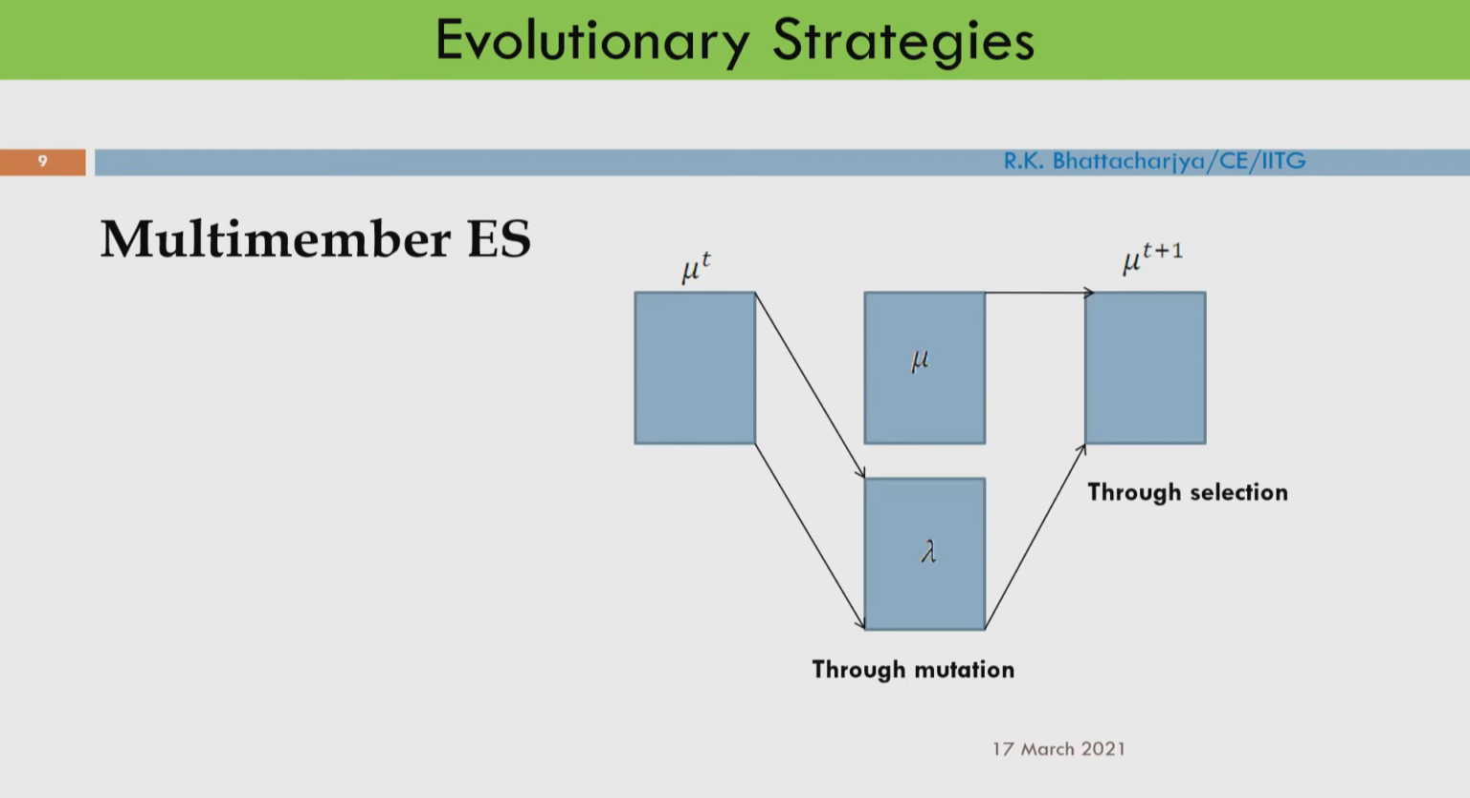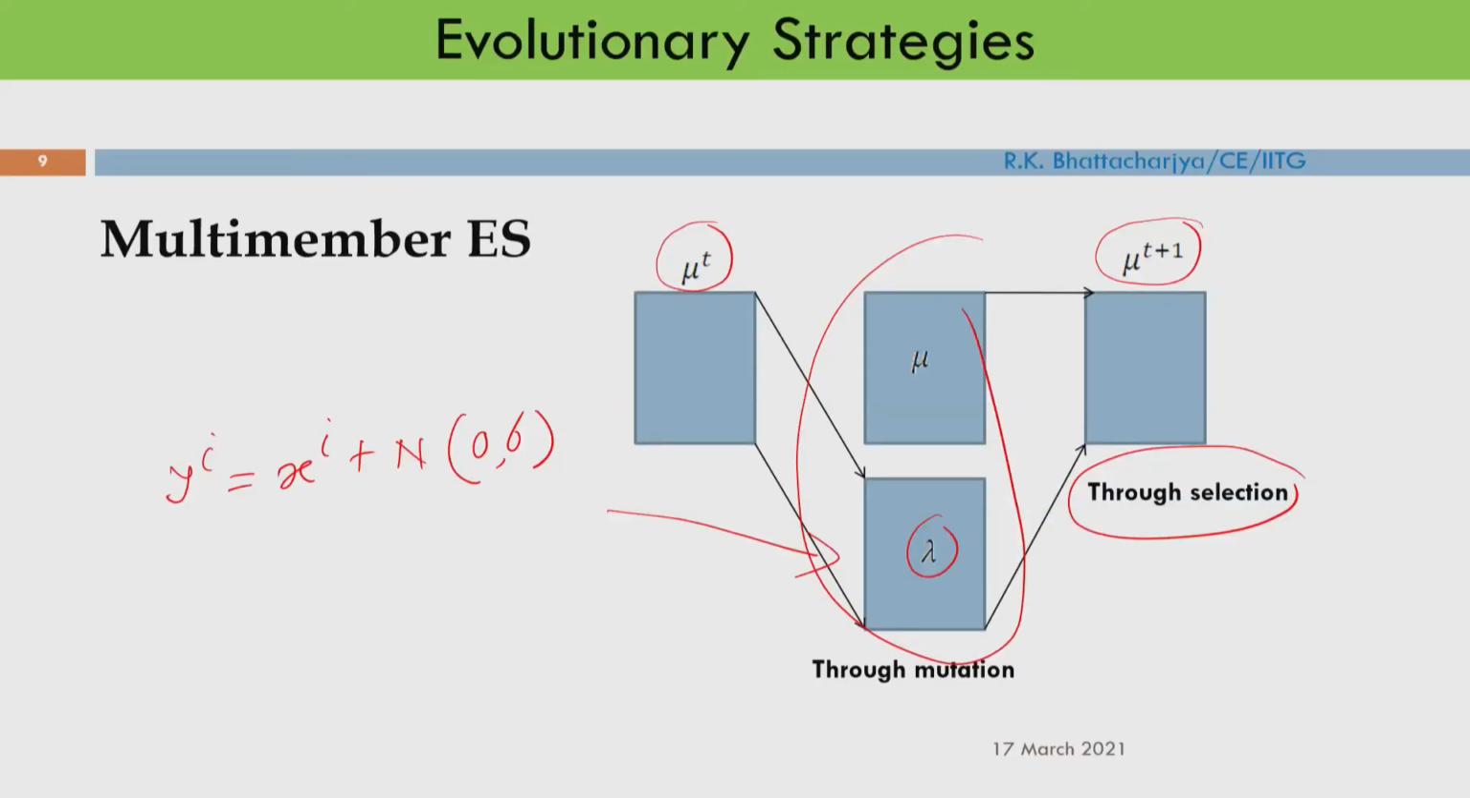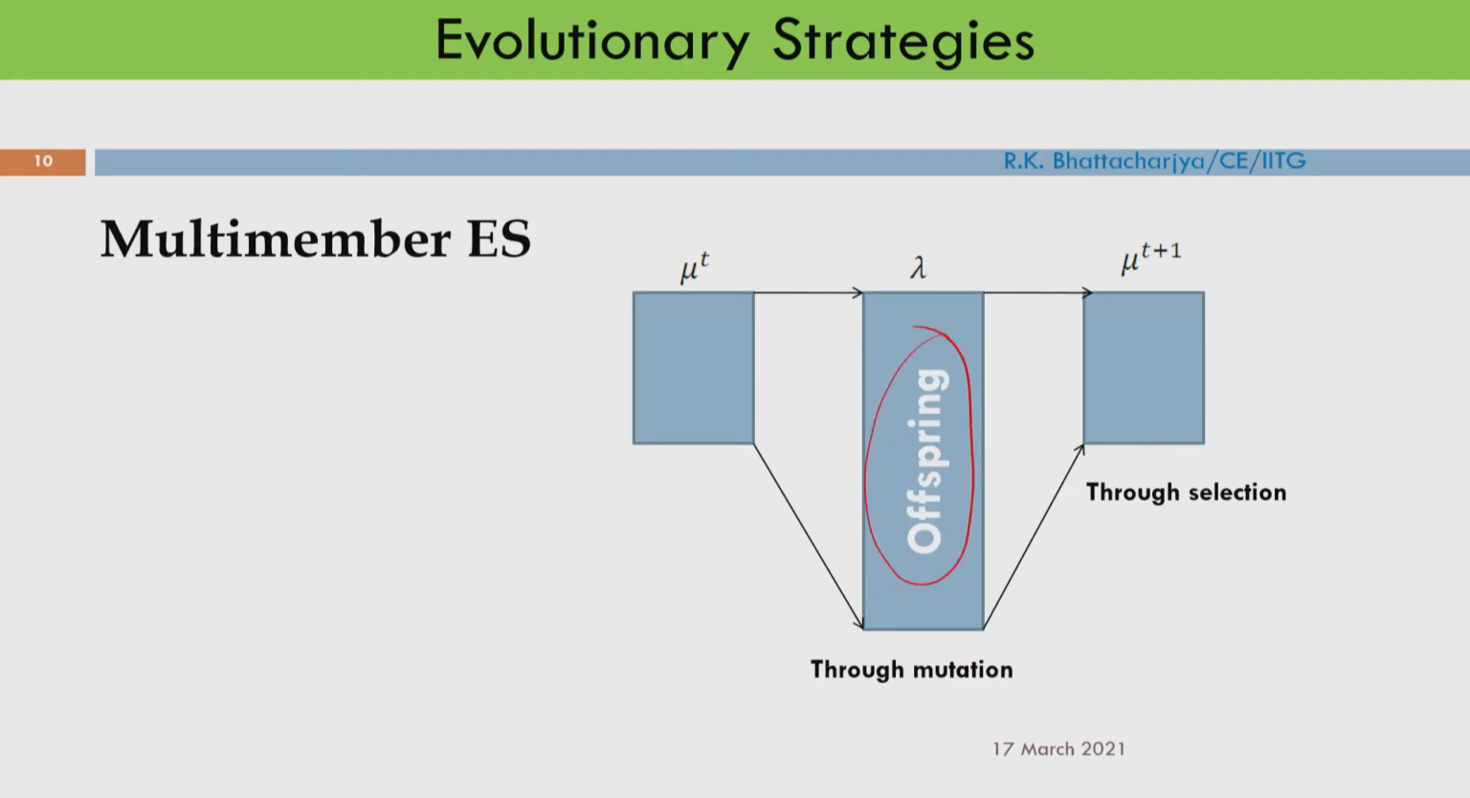So, let us see this. What we are doing here? Suppose this is the mu solution, the whole population, and from that mu solution I am creating lambda. How am I creating lambda? Through y_i equals x_i plus N(0, sigma). So, I am creating this lambda population, and I am combining these, and from this combined solution I am creating the mu solution again. I am getting the solution in the next iteration, and how am I doing that? Through selection. You can apply a selection operator. We have discussed several selection operators: tournament selection, roulette wheel selection, proportionate selection. You can apply these, and out of mu plus lambda, you can select mu solutions. Okay. So, you are combining these, and through selection you are creating the mu solution.